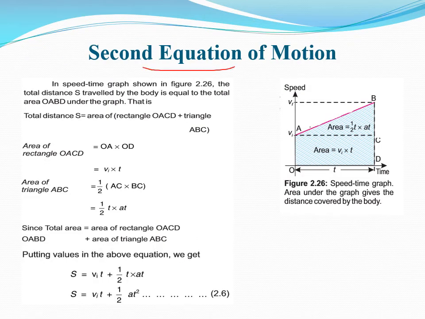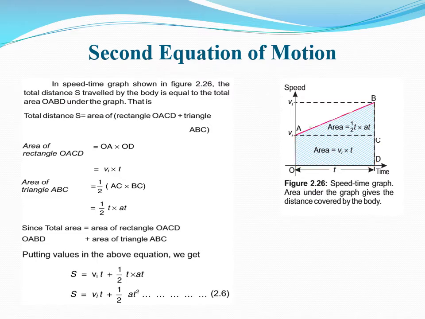So let's start with the second equation of motion. In the speed time graph shown in figure 2.26 here, the total distance s traveled by the body is equal to the total area OABD under this graph. You are noticing that this is O, A, this is B, and this is D. So this whole area actually gives you the distance.